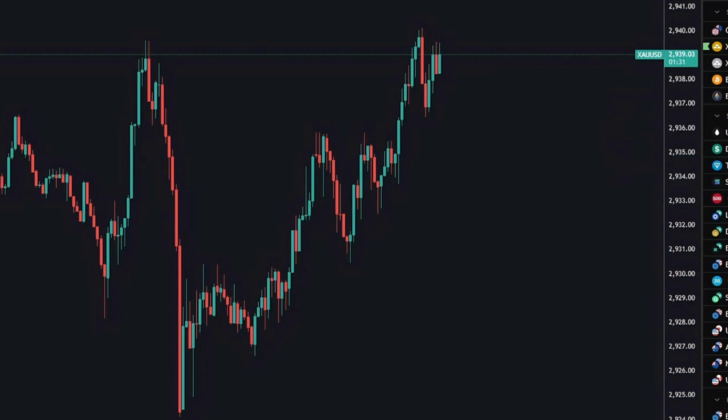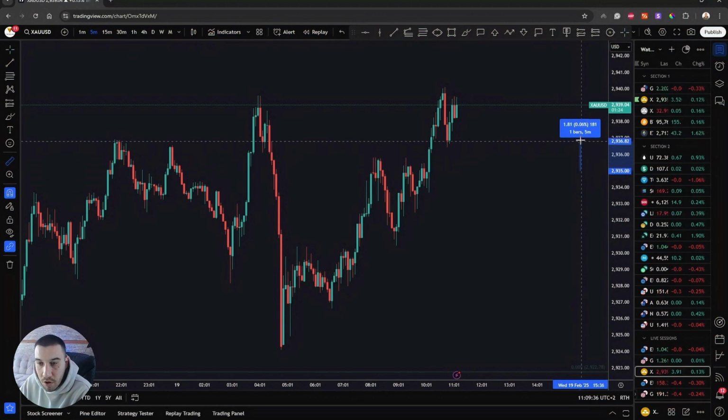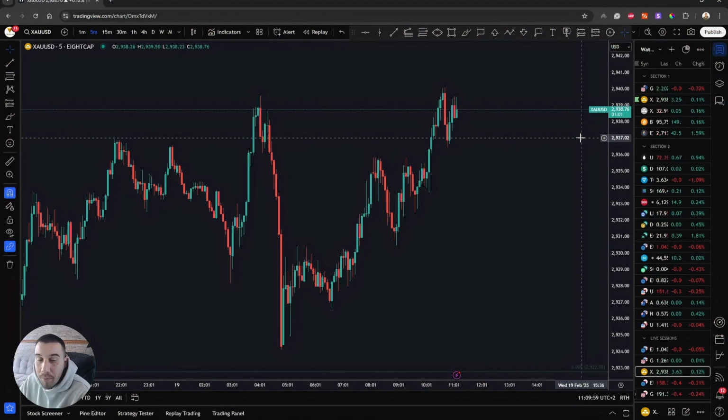And again, we're going to use the same tool. We're going to come down to 2,935. I'm going to hold down the shift key and then we're going to drag up to 2,937. As you can see, we've got 200 pips of a move for a $2 price movement. Okay, so again, 1 pip on gold means 10 cents in price movement. 10 pips means $1 in price movement.